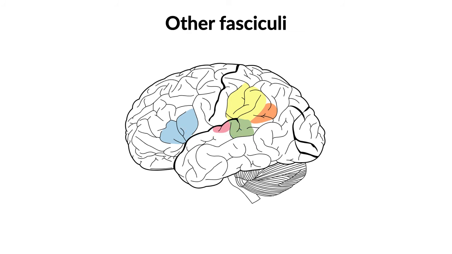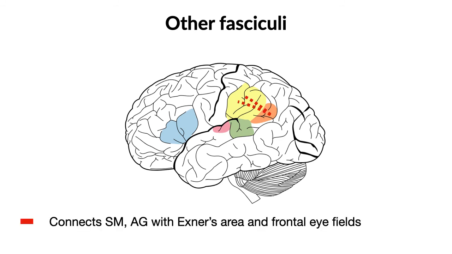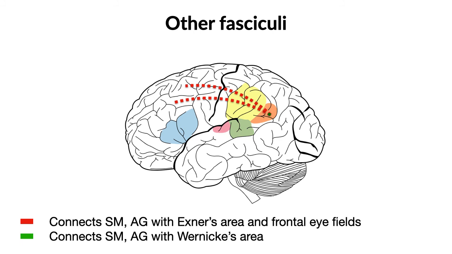Now there are other fasciculi that are not named, or not in this lecture anyway, that I'm just going to touch on. We have a couple here. They connect the supramarginal and the angular gyrus with Exner's area and the frontal eye fields. That's because, if you remember, supramarginal and angular gyrus are to do with reading and writing, and what do you need for reading and writing? You need hands and you need eyes. So Exner's area, remember, was for motor planning for handwriting, and the frontal eye fields were for motor planning for eye movement, specifically with reading. So the supramarginal and angular gyrus are connected in that manner. Now we have another one here that connects the supramarginal and angular gyrus with Wernicke's area.